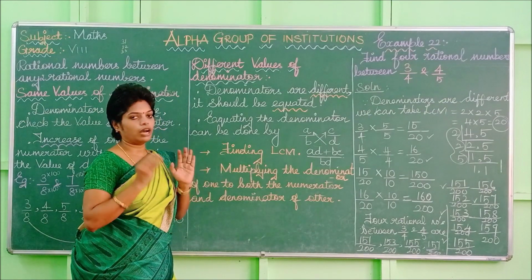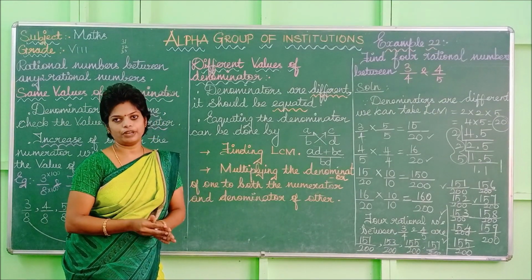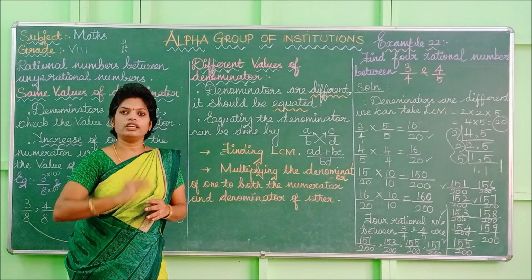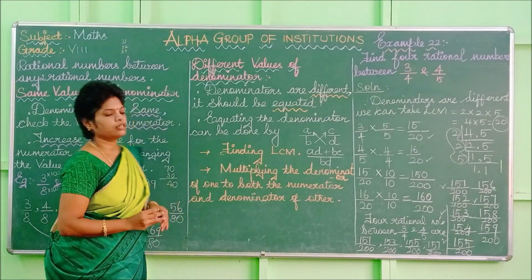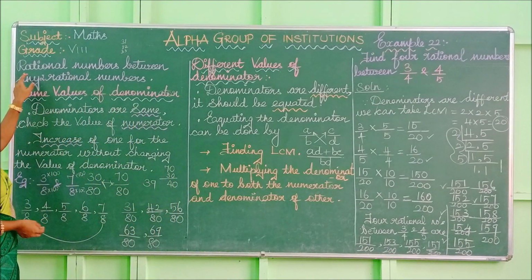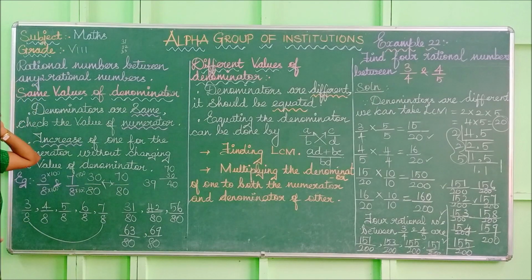For this you have to do the concept carefully. Using the concept only you will be able to do the sums. So listen to the concept. The rational numbers between any 2 rational numbers: any 2 rational numbers are given in the question, and you can write so many rational numbers between them using similarities. So listen, same value of denominator. If the question is given with the same value of denominator, how do we do it?